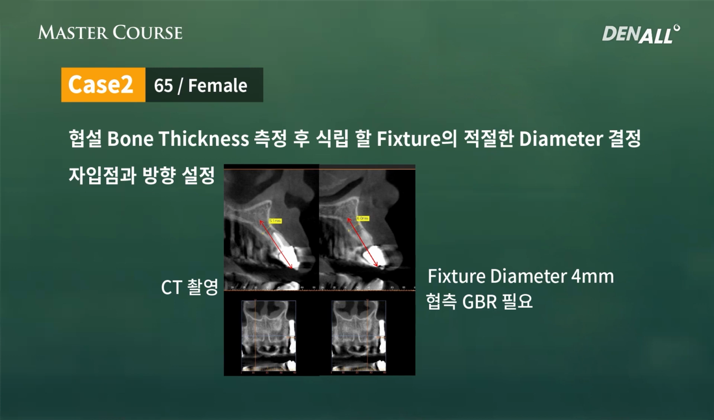At 5.1, maybe you can consider a 3.5 millimeter fixture, but as you can see, it's a bridge. So if possible, for implant stability, choose a 4 millimeter diameter fixture. In that case, in the remaining bone, you have to place it centered to the remaining bone, and on the buccal side, GBR may be needed.